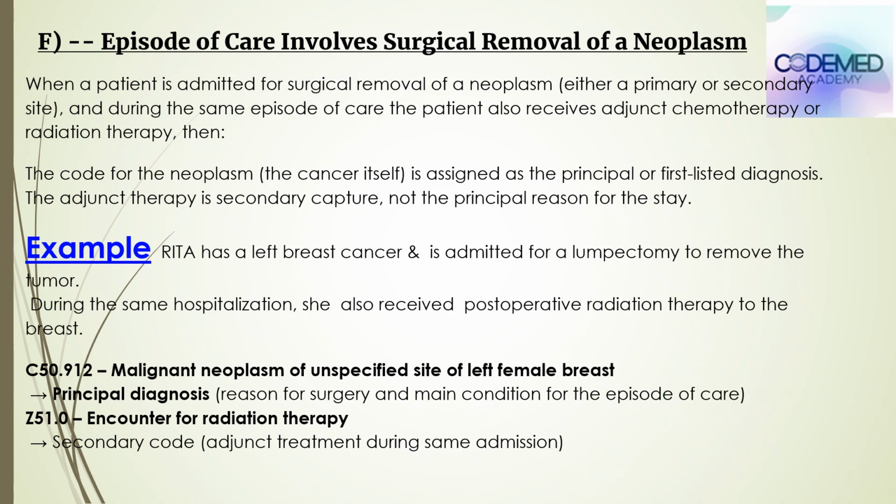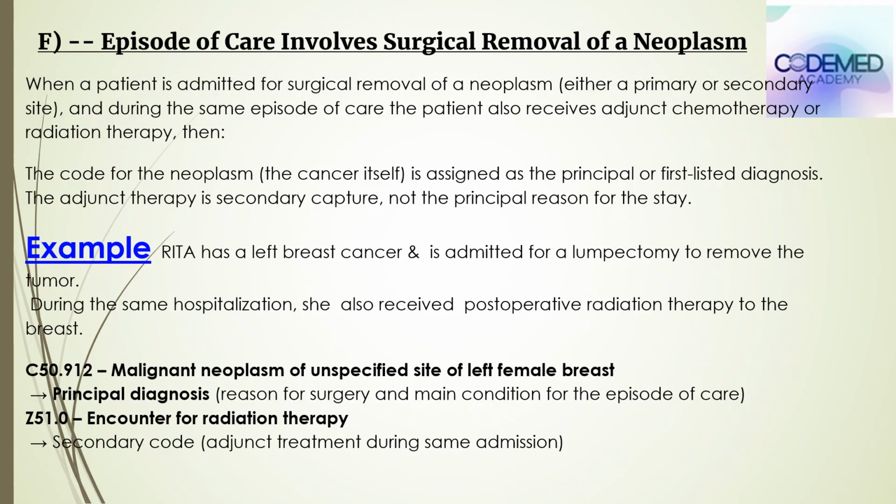The next guideline is: the episode of care involves surgical removal of the neoplasm. When the patient is admitted for the surgical removal of the neoplasm, either primary or secondary, and during the same episode of care the patient also receives adjunct chemo or radiation therapy, then the code for the neoplasm is assigned as the principal or first listed diagnosis, and the adjunct therapy is a secondary code, not the principal reason.